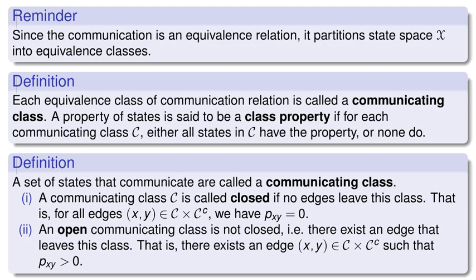Conversely, an open communicating class is one that is not closed. This means there exists at least one edge that allows the process to leave this class. That is, there exists an edge x, y with x in script C and y in script C superscript C, such that P sub xy is greater than 0.